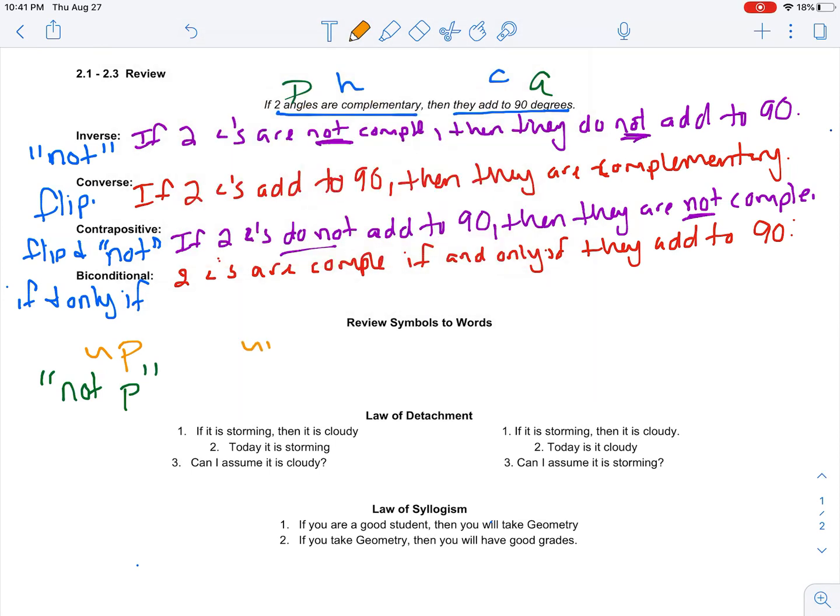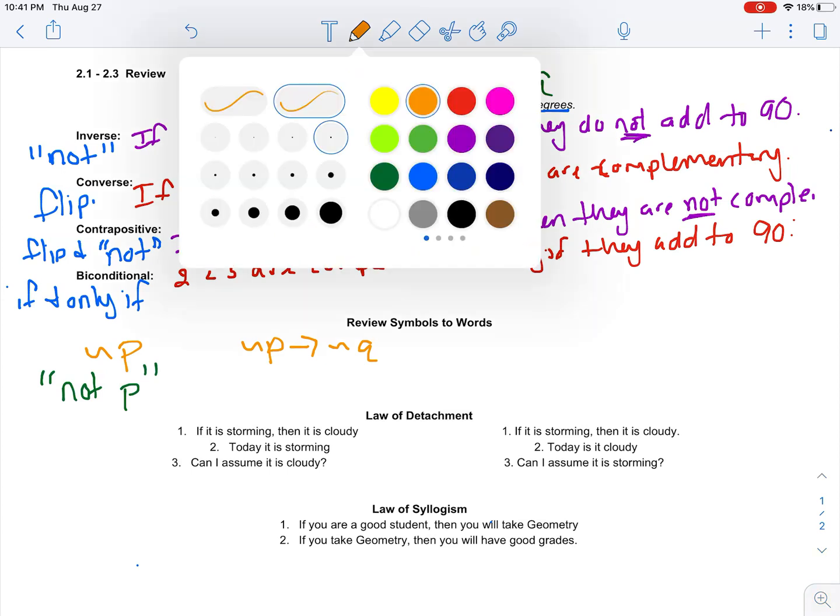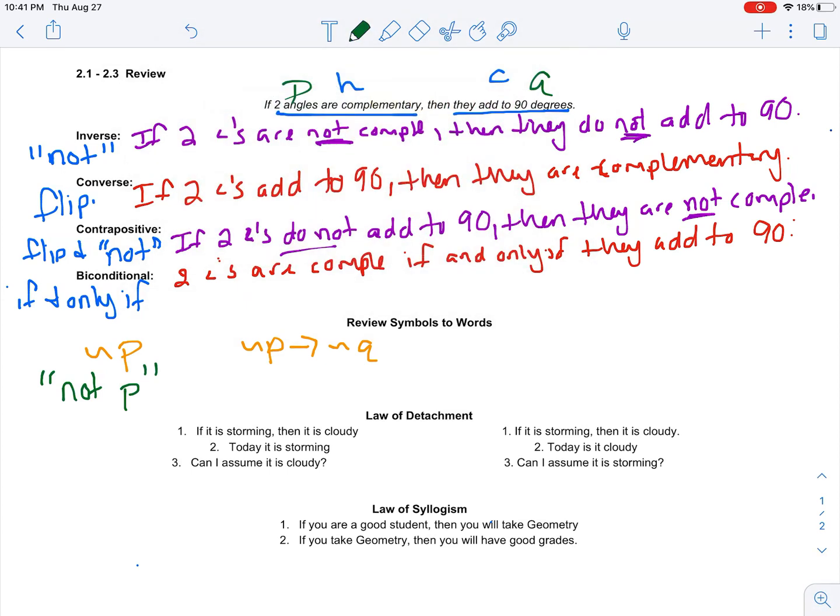If we had this guy, how would that really read? Okay, what's the arrow do? That makes it the if-then statement. So this one would be if not P, then not Q.